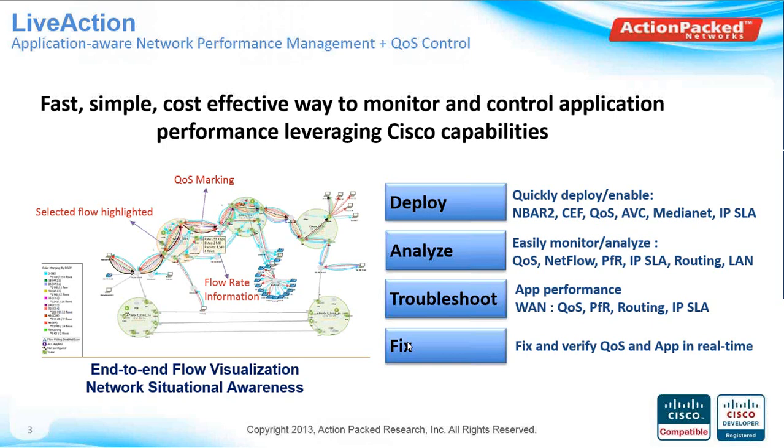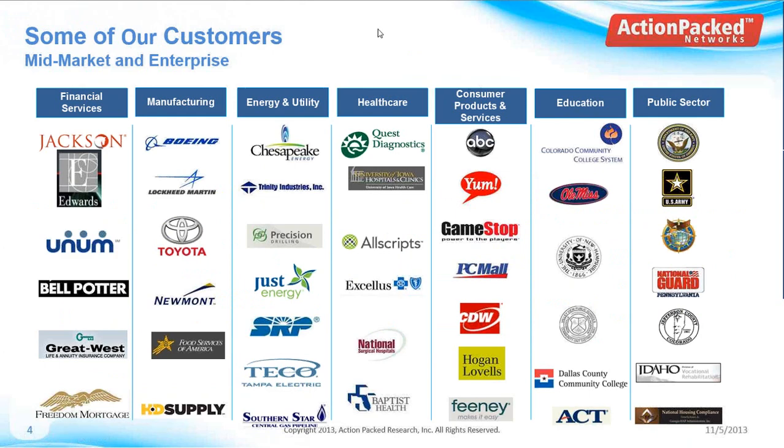So this is just to show you some of our customers, which span multiple verticals, from financial services to manufacturing to education to public sector. These customers represent the mid-market and enterprise segments, and some of them are well-known and have very large and complex networks. And most of our customers use LiveAction to, number one, simplify troubleshooting and resolution of application and network performance issues. And it's been reported that LiveAction can accelerate troubleshooting by 30 to 50%.